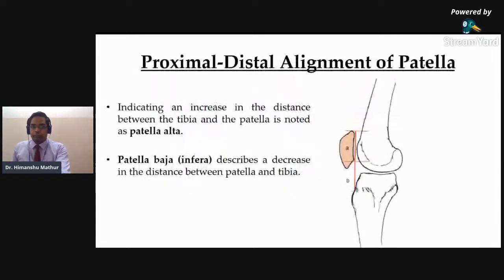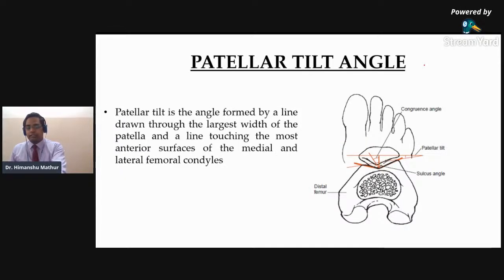Okay. Now the proximal distal alignment of the patella, that is, whenever the patella is aligned superiorly, it is called patella alta. So whenever the distance between the tibial tuberosity and the inferior pole of the patella increases, it is known as patella alta. And whenever the distance between the inferior pole of the patella and the tibial tuberosity reduces, this is called patella baja or patella infera. Okay, this is a deformity.